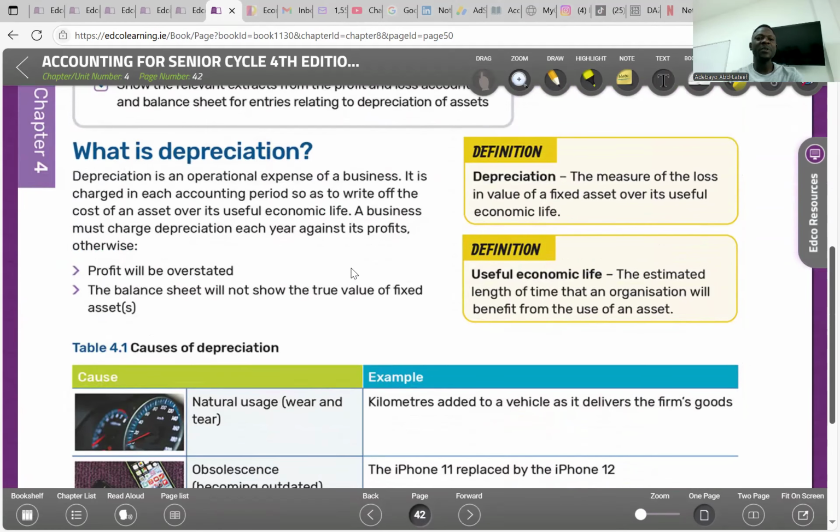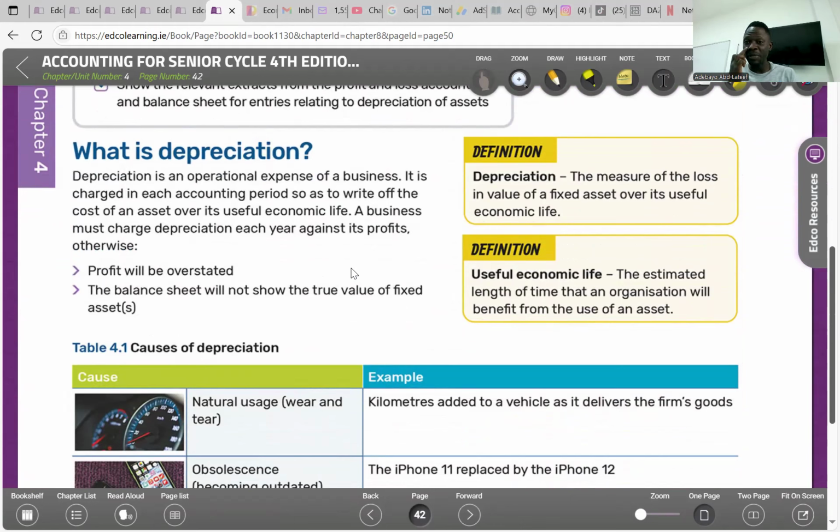What is depreciation? Depreciation is an operational expense of a business. It is charged in each accounting period so as to write off the cost of an asset over its useful economic life. A business must charge depreciation each year against its profit. Otherwise, before we go into that, there's depreciation because we need to measure the loss in value of a fixed asset over its economic life.